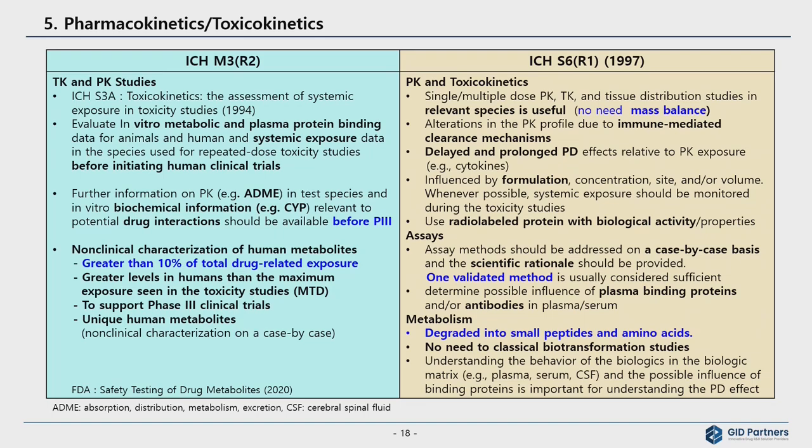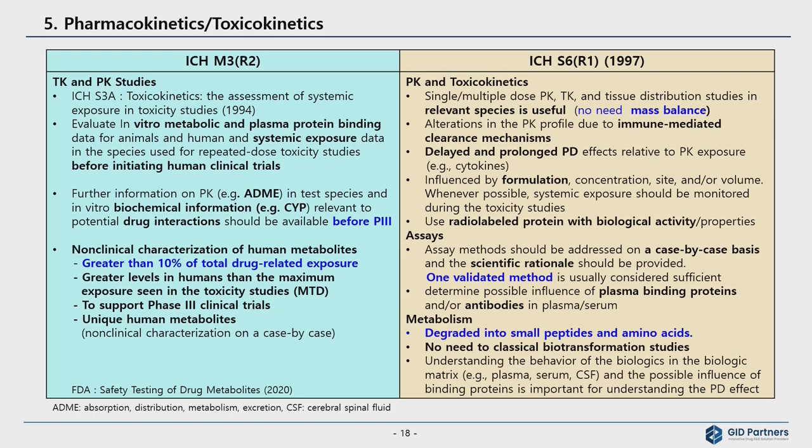So PK and TK, we have the section for that separately in M3 and S6. For small molecules in M3, in vitro metabolite and plasma protein binding data need to be evaluated before the human clinical trials. ADME or the exposure in animals, CYP induction and inhibition, and the transporters need to be also assessed in order to understand the DDI before phase 3.